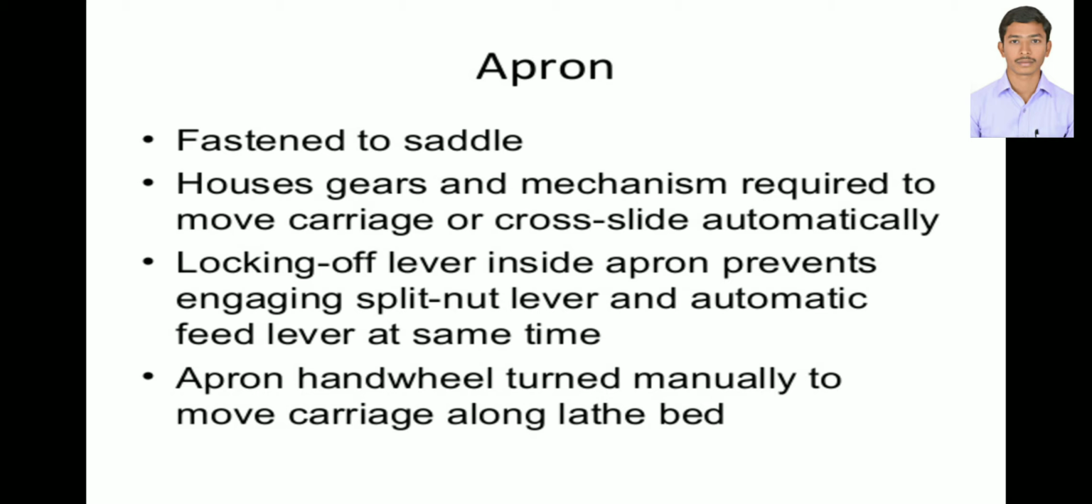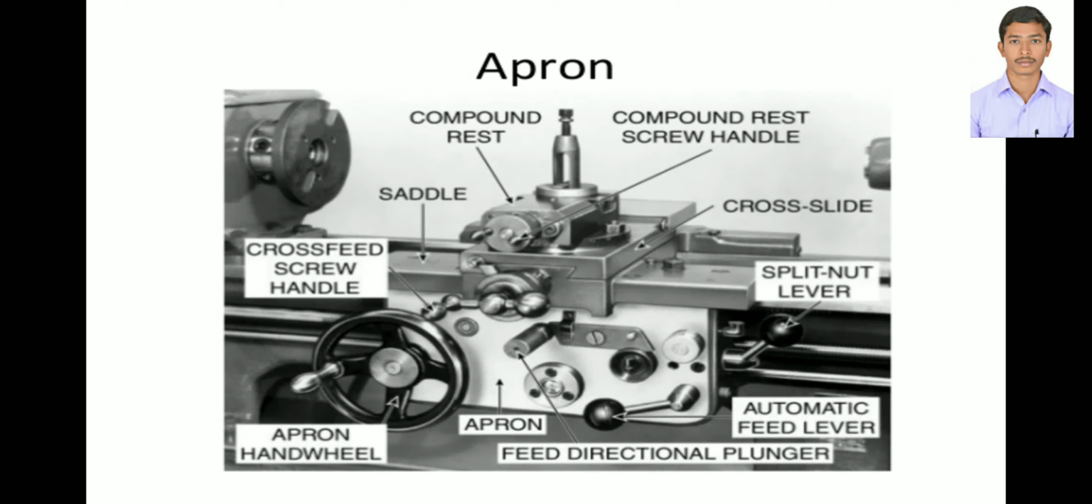And the apron is fastened to the saddle and houses the gears and mechanisms required to move the carriage or cross slide automatically. A locking-off lever inside the apron prevents engaging the split nut lever and the automatic feed lever at the same time. The apron handwheel is turned manually to move the carriage along the lathe bed. You can see the diagram of the apron.